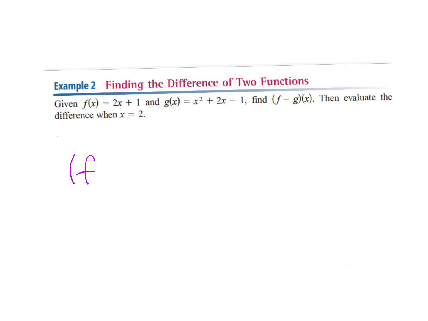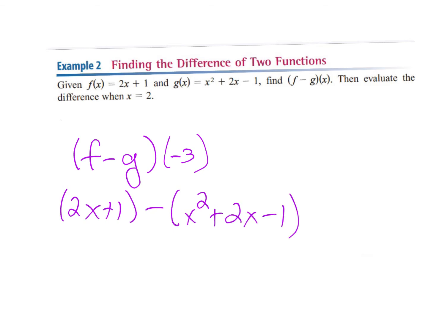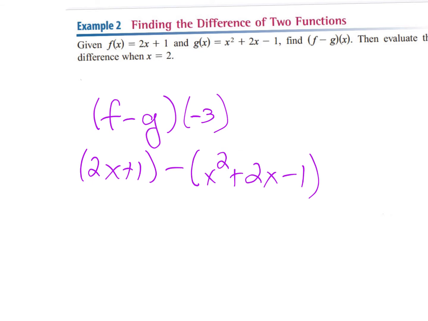Let's just say they had this. My answer should be what kind of an answer? A number. Why is it a number? Because there's no x. They're telling me to evaluate this when negative 3 is all of the x values. So if you write out what's my f function, 2x plus 1 minus x squared plus 2x minus 1. Now some of you are going to say, well, I don't want to combine it first. So watch. This to me is very confusing to look at.